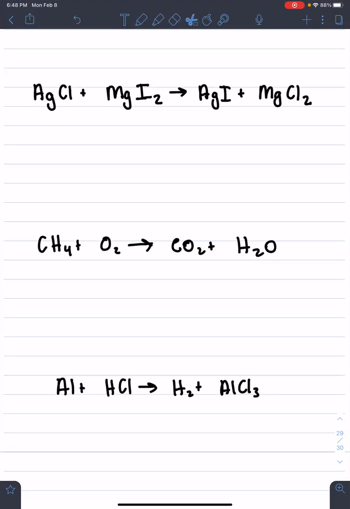I picked out 3 different practice problems for us to work on that are a little bit harder than the ones that we saw in the first video. So let's just jump right into it with our very first one, figuring out how many of each element we have on each side. So for this we have Ag, Cl, Mg, I.